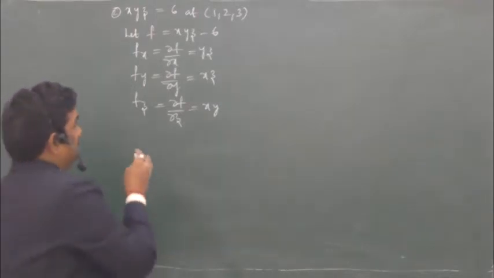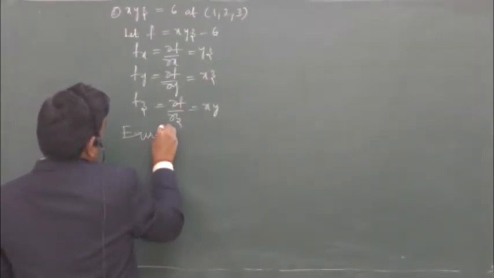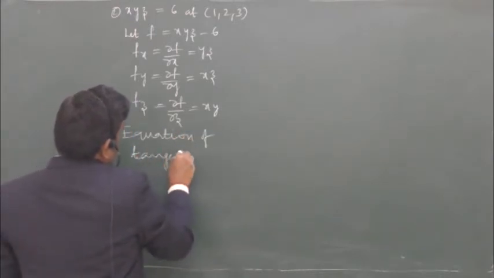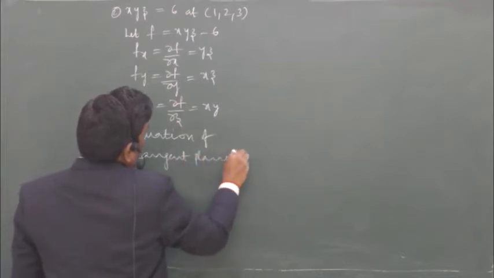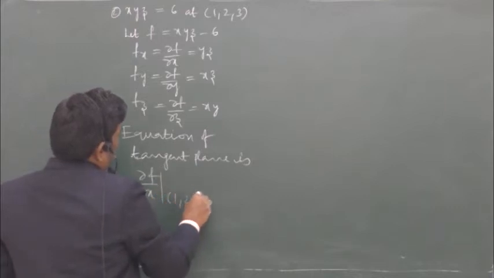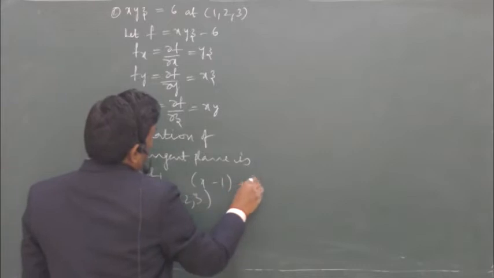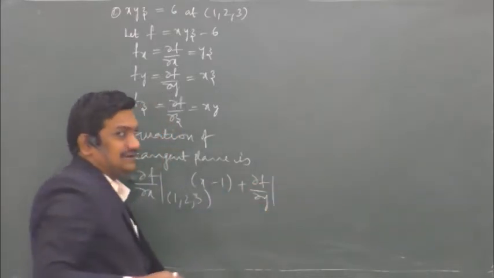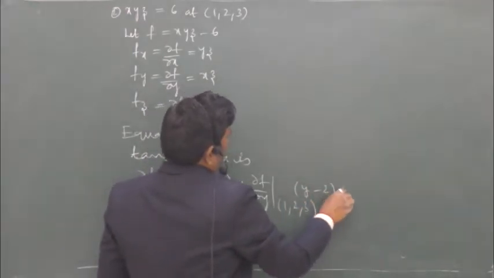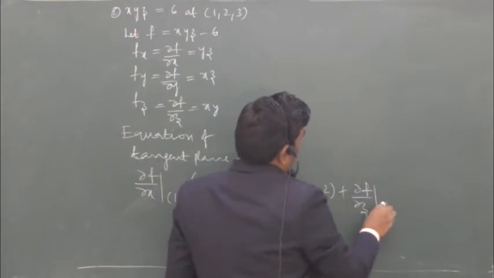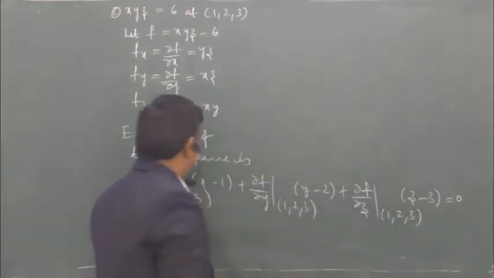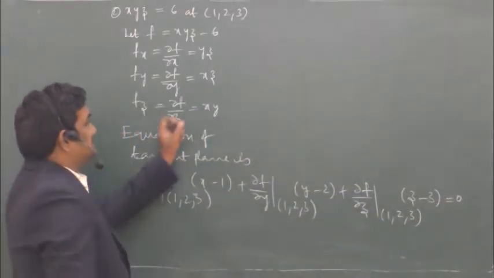Now the equation of tangent plane. The equation of tangent plane is dou f by dou x evaluated at (1, 2, 3) into x minus 1, plus dou f by dou y evaluated at (1, 2, 3) into y minus 2, plus dou f by dou z evaluated at (1, 2, 3) into z minus 3, equals 0. Now dou f by dou x is yz.